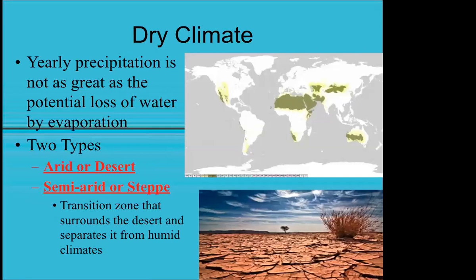Next is the dry climate. Yearly precipitation is not as great as the potential loss of water by evaporation. What's evaporation? Okay, so the water is taken back up into the atmosphere. So there are two types of these, arid or desert, okay, and semi-arid or the steppe, okay? So transition zone that surrounds this bottom one here, the desert, and separates it from its humid climates. So it's what surrounds the desert. So you've got your actual desert, and then the area around it would be your semi-arid.